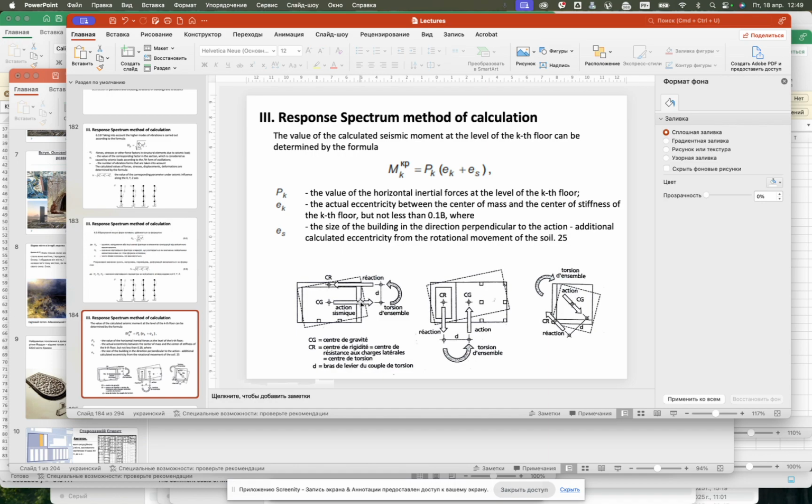The only way to reduce this seismic moment is to make the center of masses and the center of rigidity coincide. In this case, we will get a zero value of the lever arm, and if the lever arm equals 0, the moment also has a 0 value.